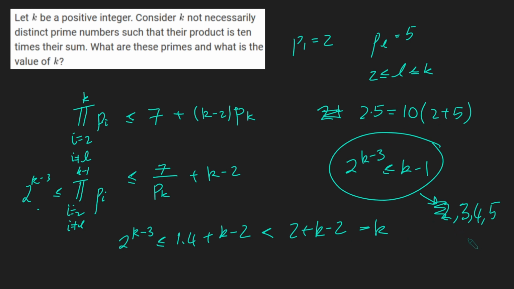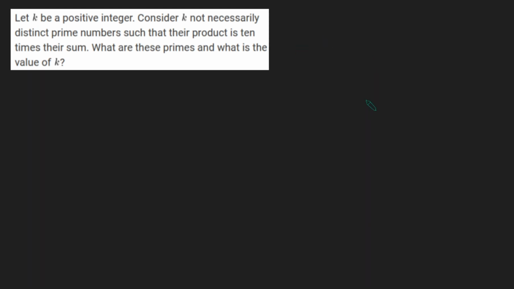Anyway, let's have a deeper inspection on 3, 4, and 5, and narrow it down to one value of k, and hopefully then we can work out the primes as well. Okay, so k is either 3, 4, or 5. Let's eliminate 3. This is actually quite easy to do. Suppose we could have k as 3. So let's call those the 3 prime numbers. One will have to be 2, one will have to be 5.